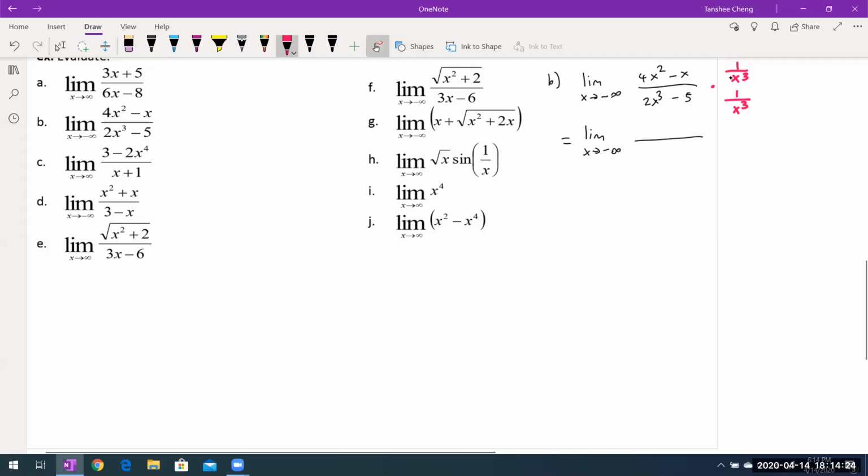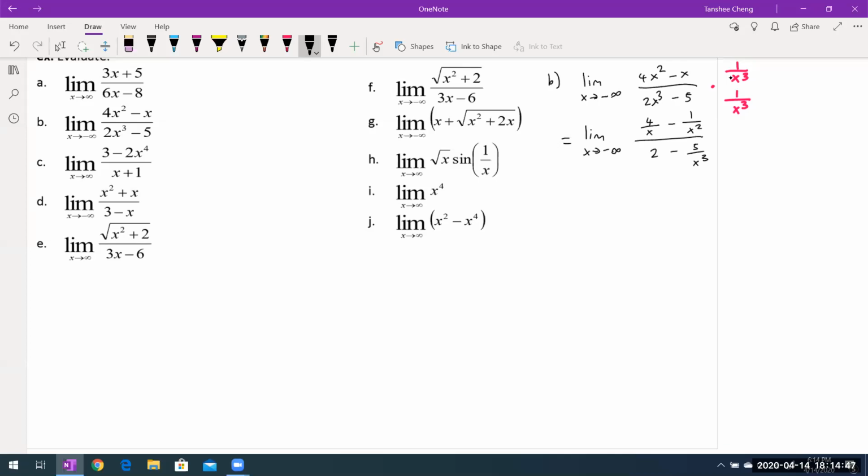So when I do that, what happens is I will get this. On the numerator, it will become 4 over x. In the denominator, the second term, I will get 1 over x squared. And in the denominator, this will be 2 minus 5 over x to the third power.